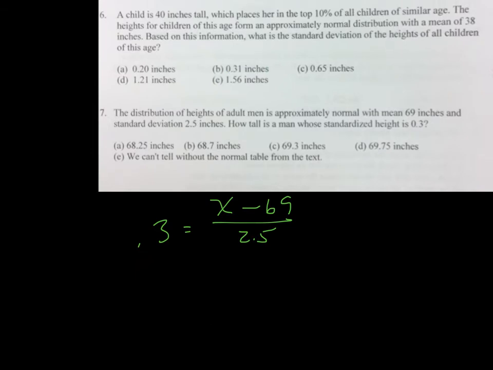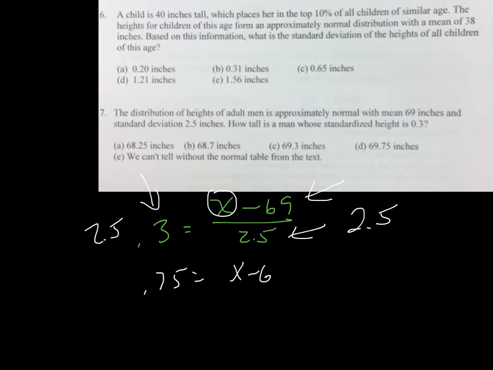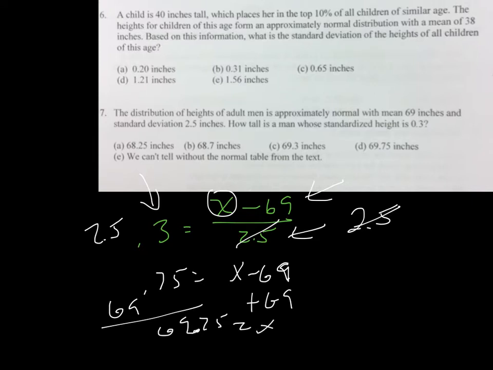Okay, on number 7, they gave us the standard deviation, which is 2.5. They gave us the average, and they gave us the standard score. So they want to know what is the height of this adult male. Well, if we take that and we multiply both sides by 2.5, you end up getting 0.75 is equal to x minus 69. All right, remember, those two canceled out. Then if you add the 69 to both sides, you end up getting 69.75, and that is how tall the male is. So therefore, the answer choice is D.